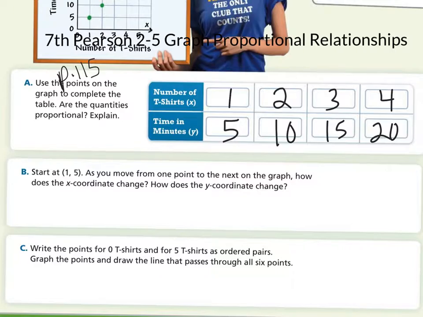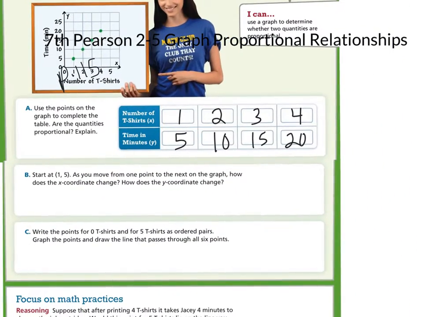So if you remember, we talked about earlier in the chapter the constant of proportionality. So if we do y divided by x, that is our constant of proportionality. So in this case, minutes is our y, shirts is our x. So if we do y divided by x, that's going to tell us how many minutes it takes per shirt. That's like our unit rate.